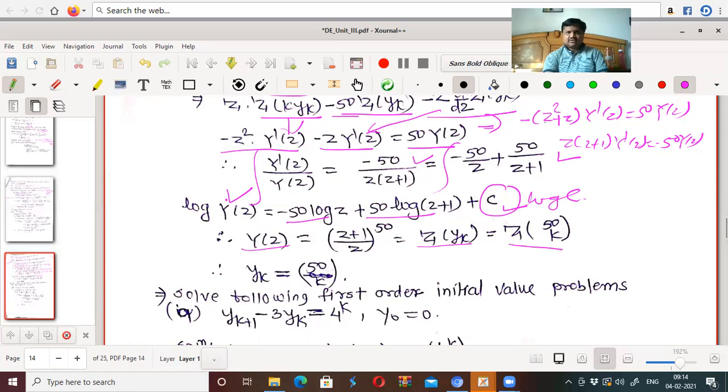So this is a z transform of what? 50 ck, and therefore yk equal to 50 ck. Now you don't know here what is the z transform of 50 ck. Okay, and that we will see in some more. Now what about the z transform of 50 ck? Summation k from 0 to infinity 50 ck into z to the power minus k is that. Okay, it is z plus 1 by z to the power 50.